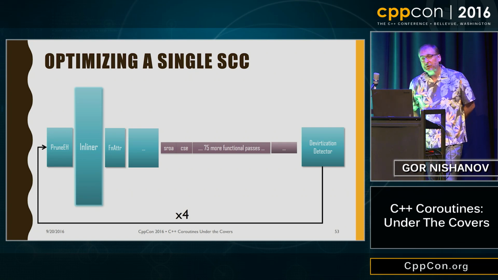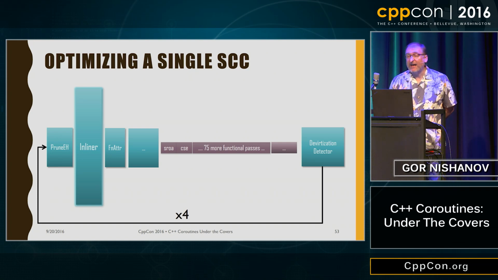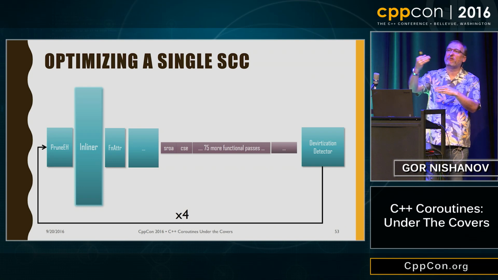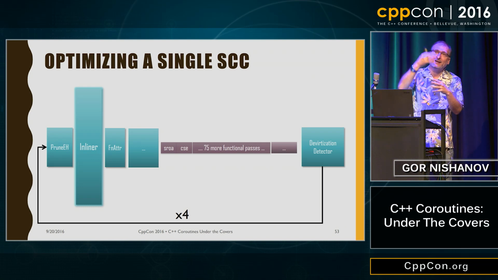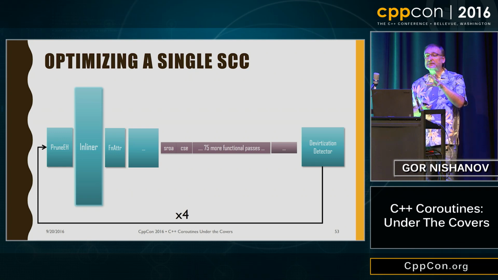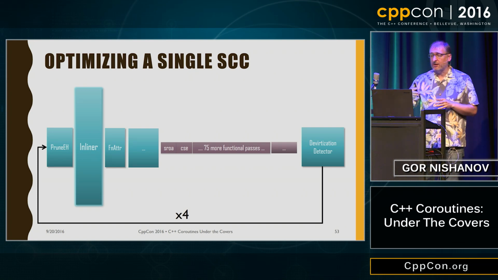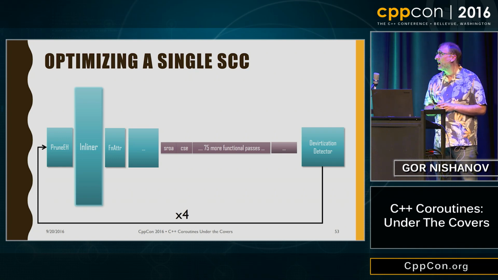First, it does a few interprocedural passes, CGSCC passes, that are allowed to look at more than one function. It can look at the current function, the next function, the function that called it, and the big one here is the inliner. After those are done, it will go and optimize the function with traditional function passes.